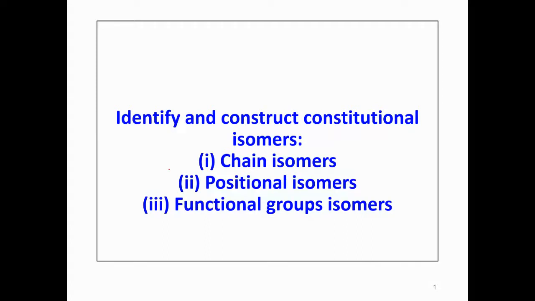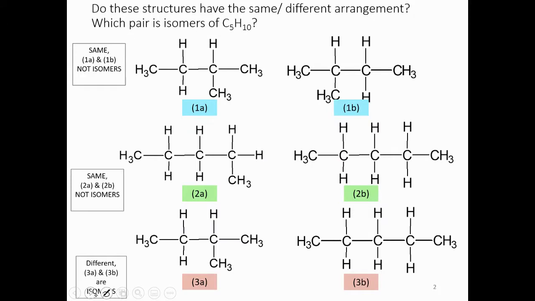Now we come to identify and construct constitutional isomers, chain isomers, positional isomers, and functional group isomers. Okay, so before we begin, I want to ask a question. Do these structures have the same or different arrangement? Which pair is the isomers of C5H10?